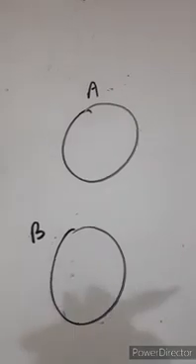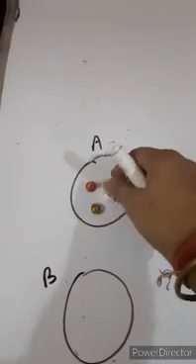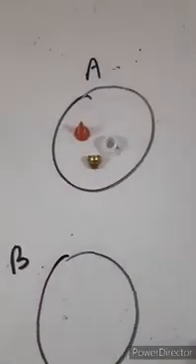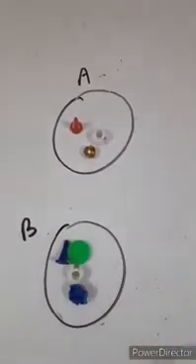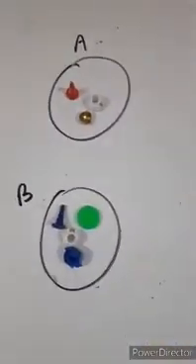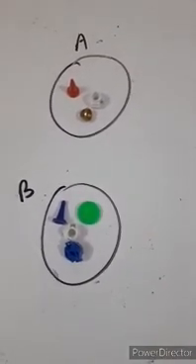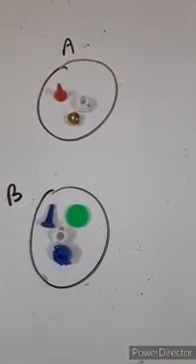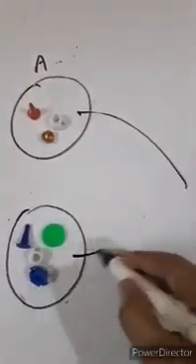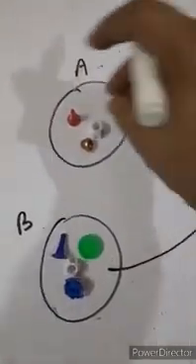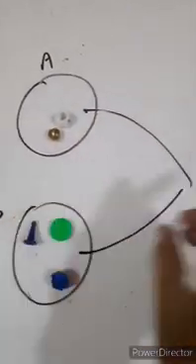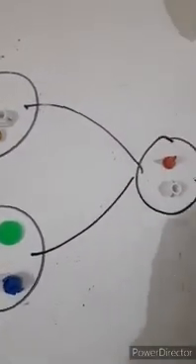So there are two containers, A and B. Container A has 3 objects of white, red and yellow colors, and container B has 4 objects. Two of them are blue, one is white and one is green. We are taking one object from each container, and as I showed you, those were red and white. So one of the outcomes is white, red.